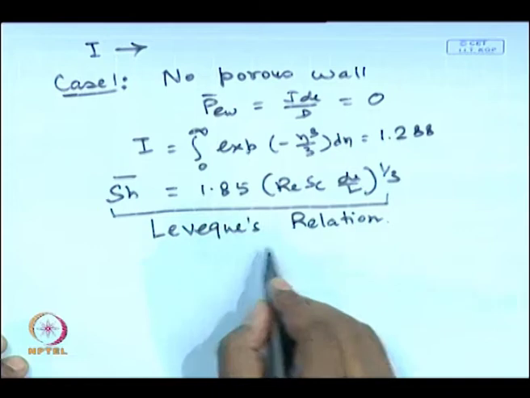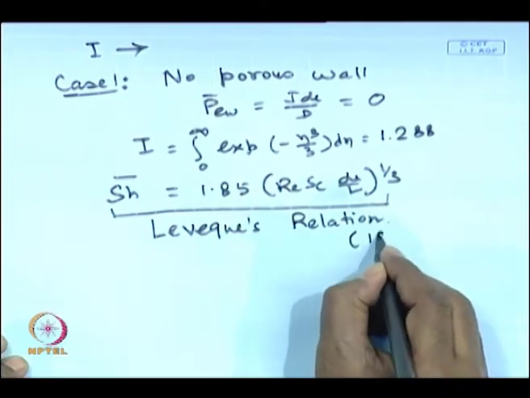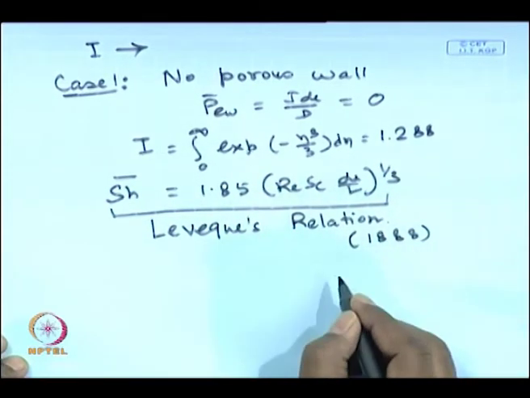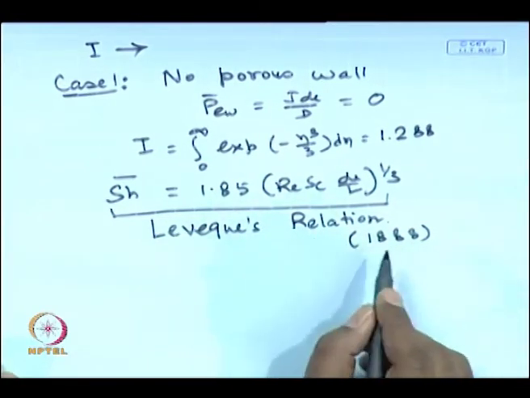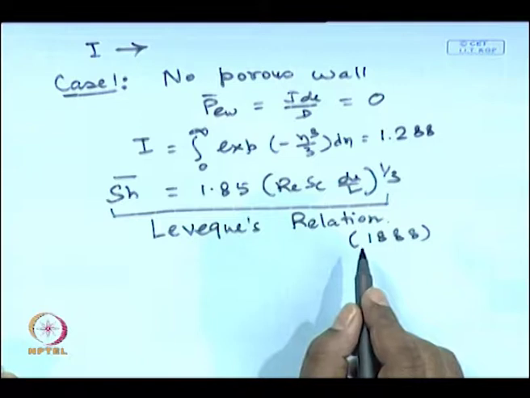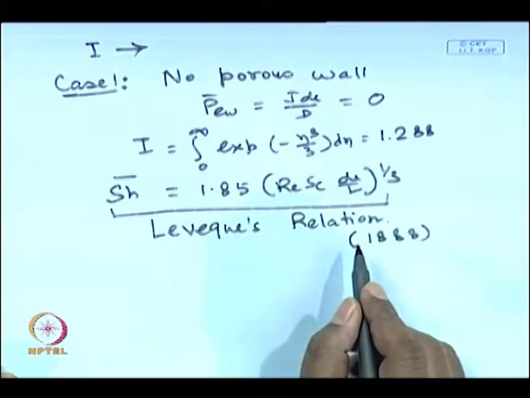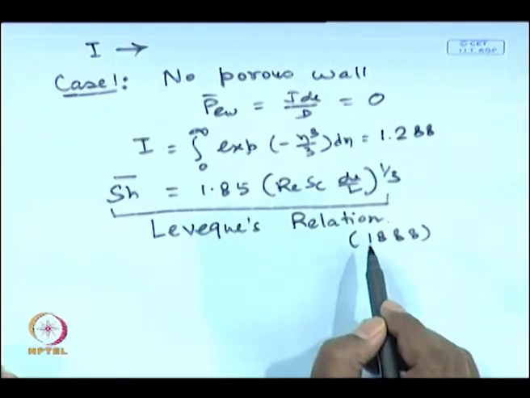Okay. This is the Leveque relation. It was in fact derived in the year 1888, almost 120 years back. That is why I told you, when we talked about the Sherwood number relations under laminar flow conditions, that they are exact relations, not correlations. They can be obtained from fundamental theory, like whatever you have derived right away.